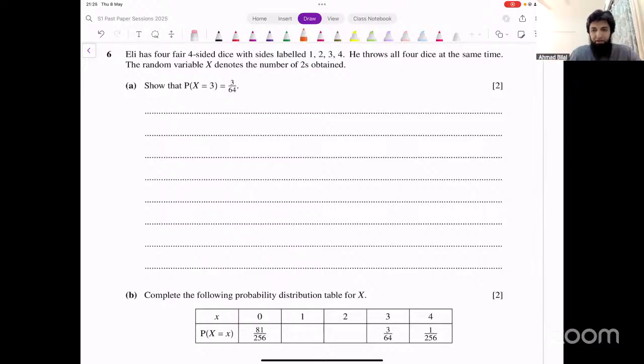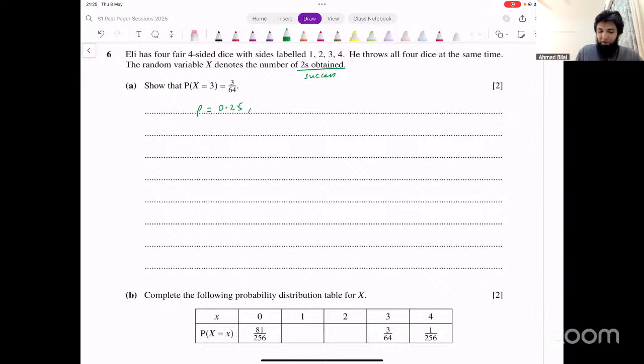We can think of it as a binomial distribution, right? Because can we think of it as that? Yeah, we can. We've got something happening 3 times. If we say obtaining a 2 is the criteria for success, what's the probability of success? 1 over 4, that's 0.25.